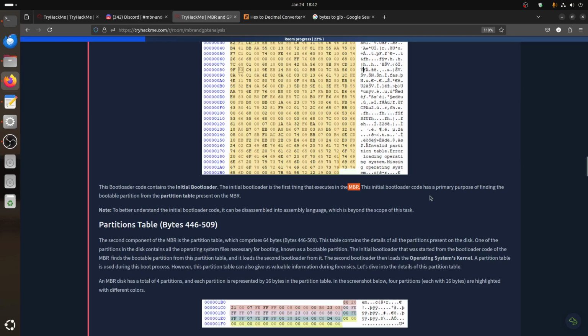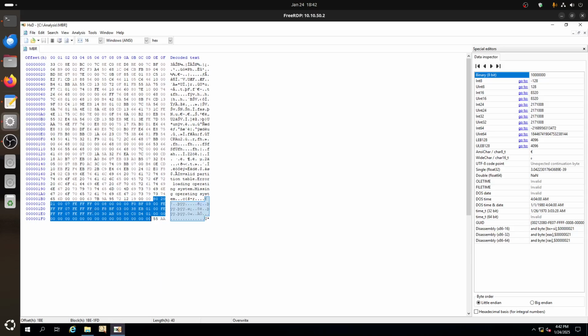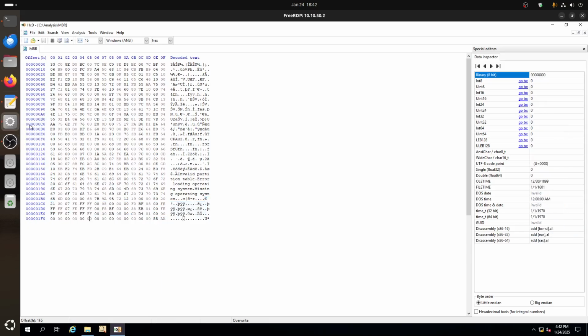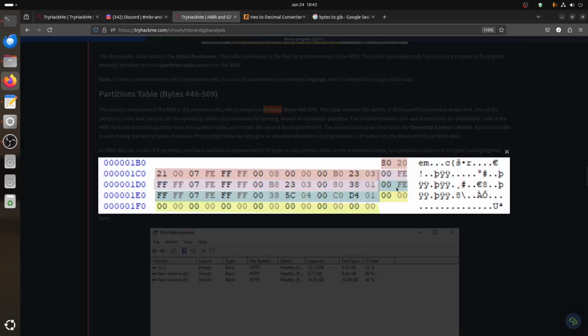The initial bootloader code has the primary purpose of finding the bootable partition. So we're not concentrating too much on that part in this room. It can be disassembled into assembly language, but we are not doing assembly language, so let's jump straight to the next part. This one is 64 bytes. As I said, it is 64 because we have 4 rows, 1 2 3 4, of 16 bytes each, and they give us an example.